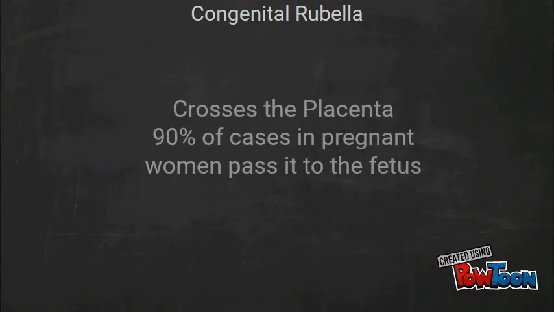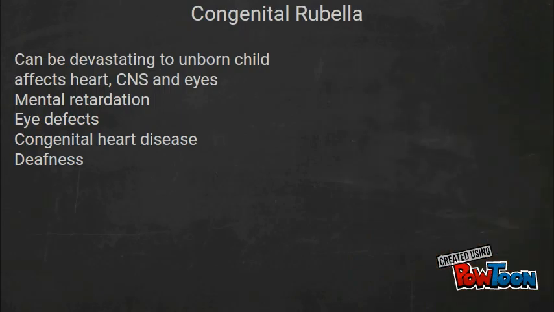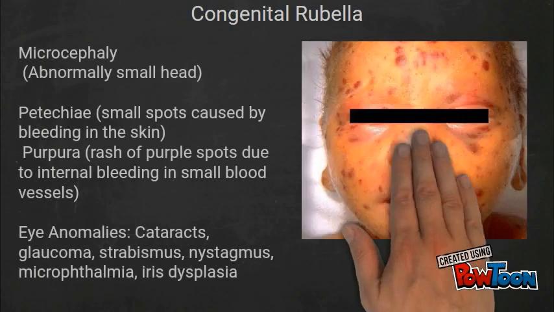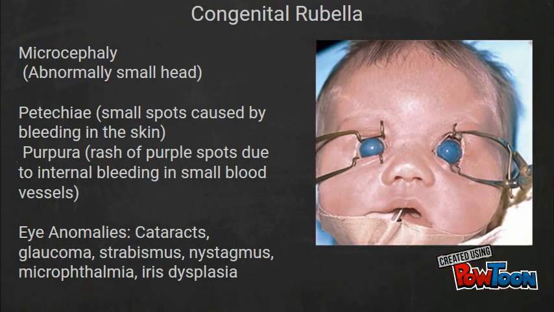Congenital rubella is a different story. About 90% of cases in infected pregnant women pass the virus to the unborn fetus. This can be completely devastating to the unborn child, causing many defects. To name a few: microcephaly, petechiae, purpura, and many eye anomalies.